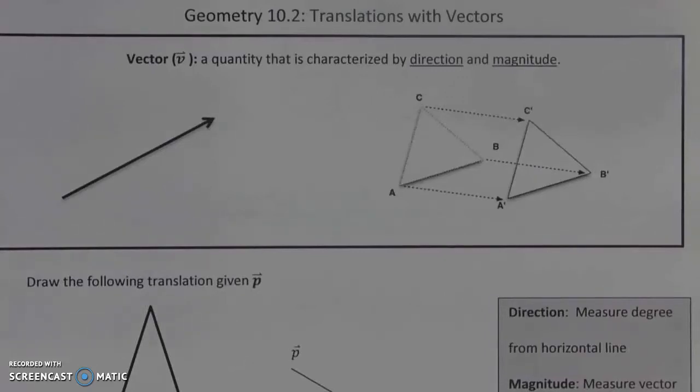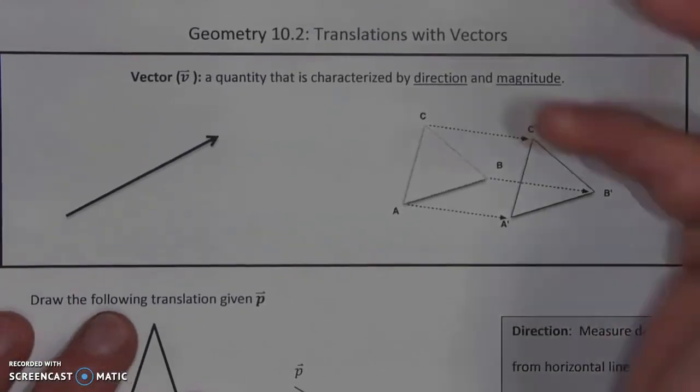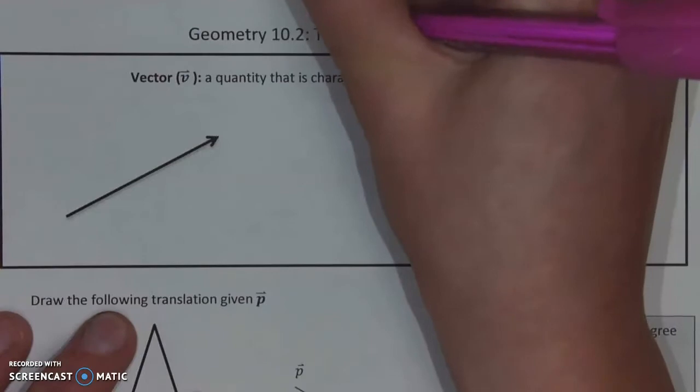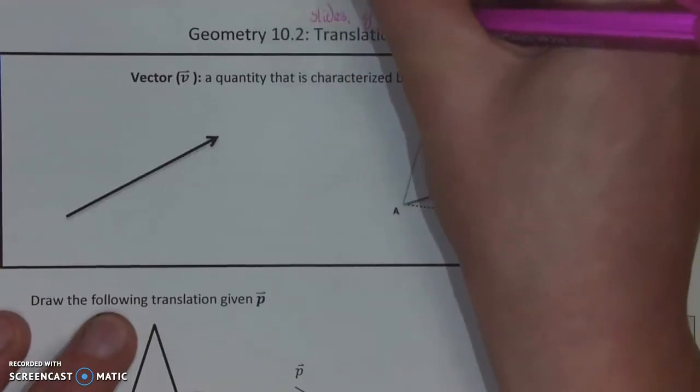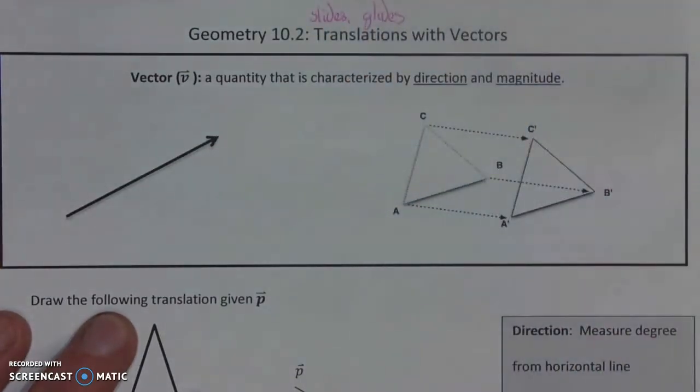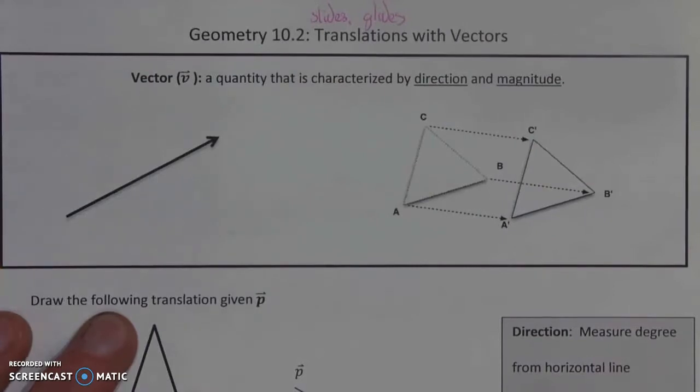Hello everyone, today we are looking at our second type of transformation and it is called a translation. Actually, it's called several things. So you can call translation slides or glides or of course translations, and I'm going to call them pretty much all three of those to try to get you used to those terms.